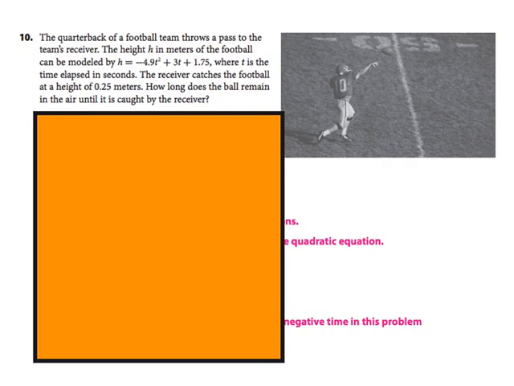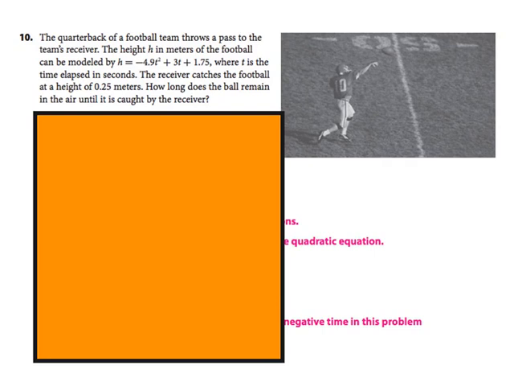So you see that a quarterback on a football team throws a pass to a team's receiver. The height h in meters of the football can be modeled by the equation h equal to negative 4.9 t squared plus 3t plus 1.75, where t is the time elapsed in seconds. The receiver catches the ball at the height of 0.25 meters. How long does the ball remain in the air until it is caught by the receiver?